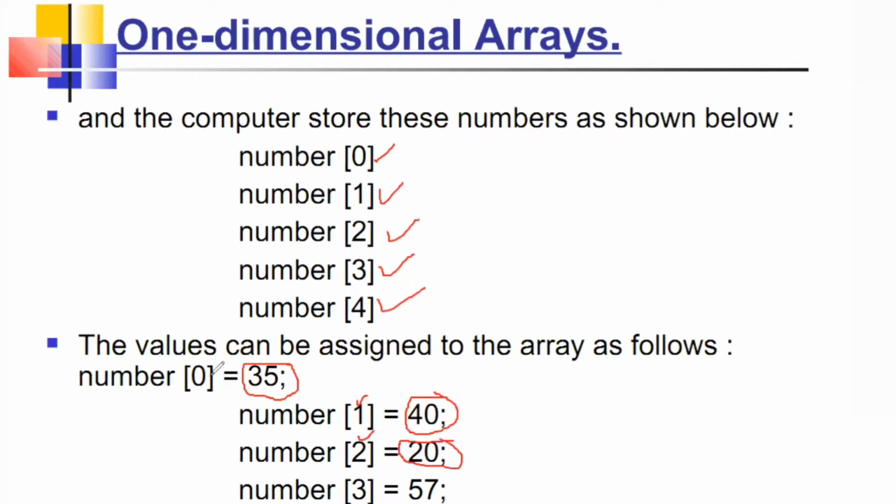At the 0th position of the array, the value 35 is stored. At the first position, 40 is stored. At the second position, 20 is stored. In this way, it will fill all the five spaces in that array.